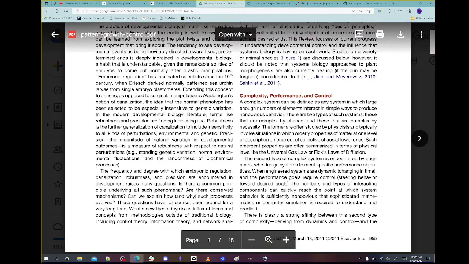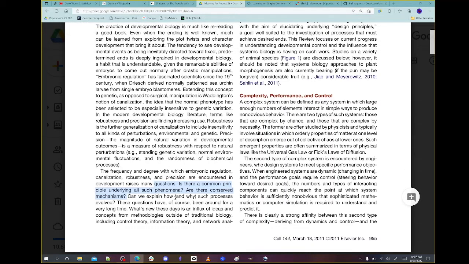So, are there common principles underlying all such phenomena? Are there conserved mechanisms? Can we explain how and why such processes evolved? All these questions revolve around these processes, and you could say, well, of course they do, you don't have to waste your time. We kind of know that they do, but you have all these different species, and I've shown you different species of diatom and all these different phenotypes. And the question is, is there a common principle underlying all these different phenotypes? Are the same processes underlying the changes in morphology or changes in behavior that we see just in diatoms? I guess we assume that they are, but that may not necessarily be the case. There may be mechanisms that are unique to certain species, and there may be some that are conserved or shared amongst species in other cases. So this is something to think about.